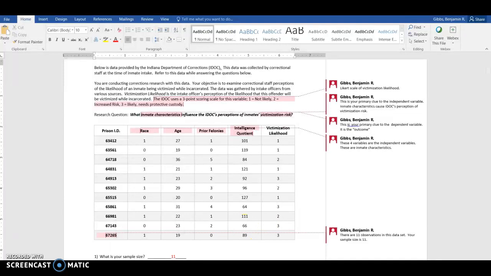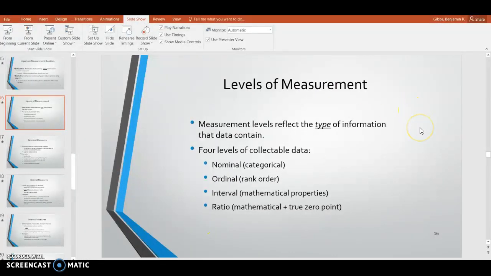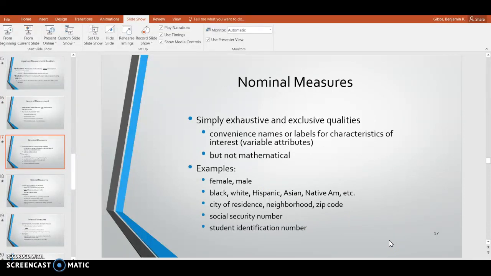So I refer back to the PowerPoint here in Chapter 5. It starts on number 6, the levels of measurement. And we go through 4 levels of measurement, and you can think of them as the lowest level of measurement to the highest level of measurement. We have nominal, ordinal, interval, and ratio. Now, as you read the book and have reviewed these PowerPoints, we know that nominal measures and variables do not have any mathematical property attached to them.